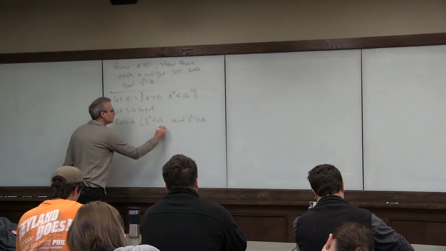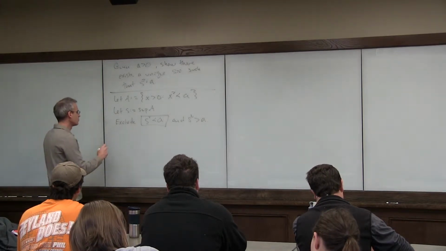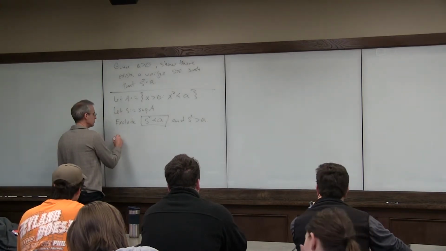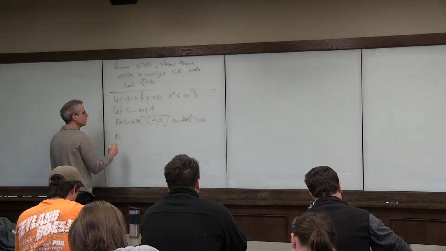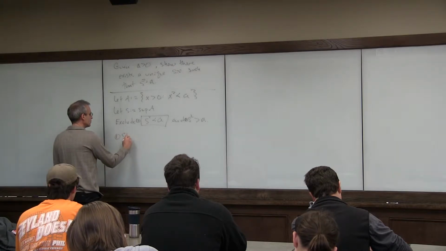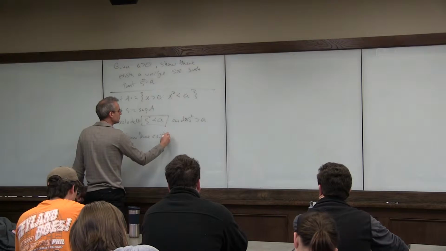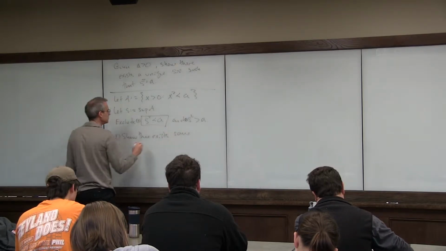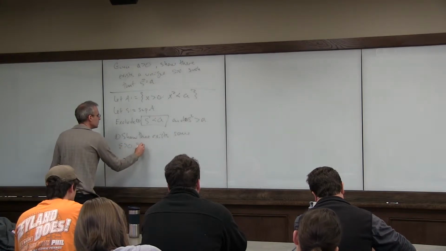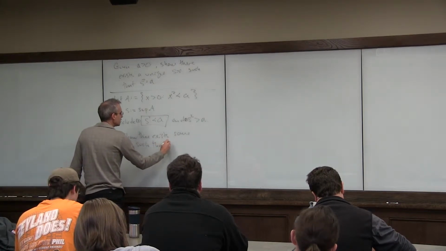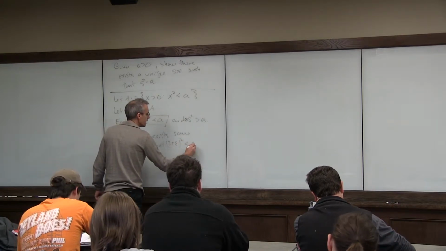Okay, last time we worked on this one, and remember what the strategy was. Call this number 1 and this number 2. So the strategy for number 1 was to show there exists some epsilon bigger than 0 such that S plus epsilon squared is less than A.